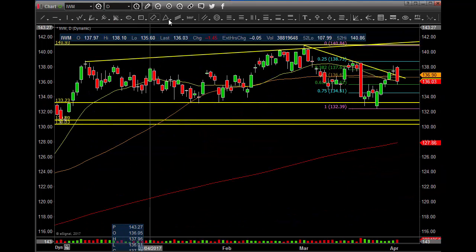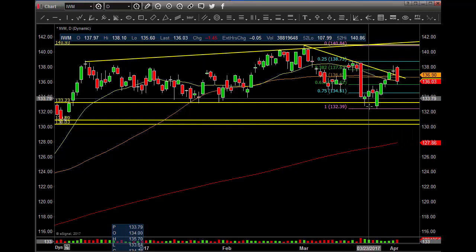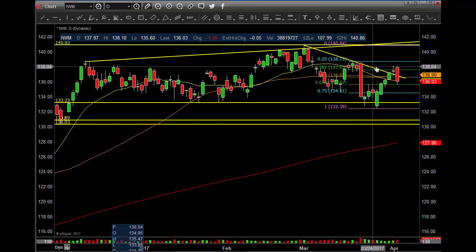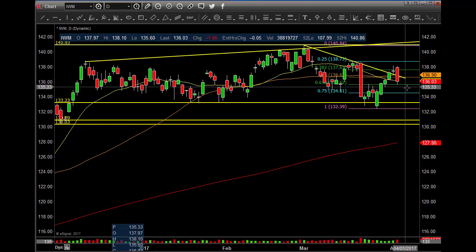The IWM. Light volume again. It wasn't bad. It was lighter last week, but we did come in a little bit. But again, same pattern. Nice down, retrace back up to the inside bar, and boom, right back down. This one did close below the 20 and the 50 MA. A little bit weaker on the day. We were down a little over 1%.